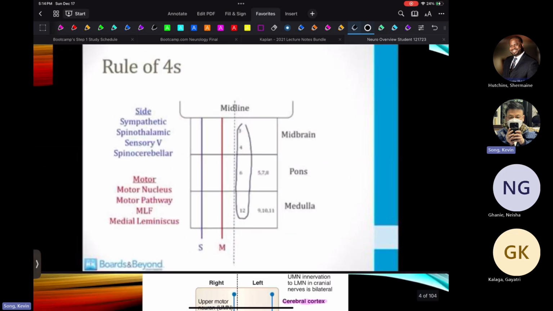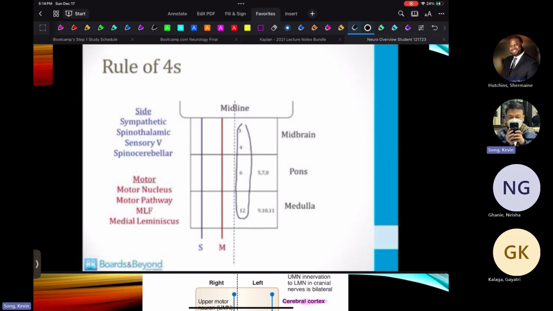Okay. Rule of four. Rule of four is a very useful tool to solve the questions. This has been in the neurology field for a long time, but it's not very well emphasized, though it is a really useful tool.